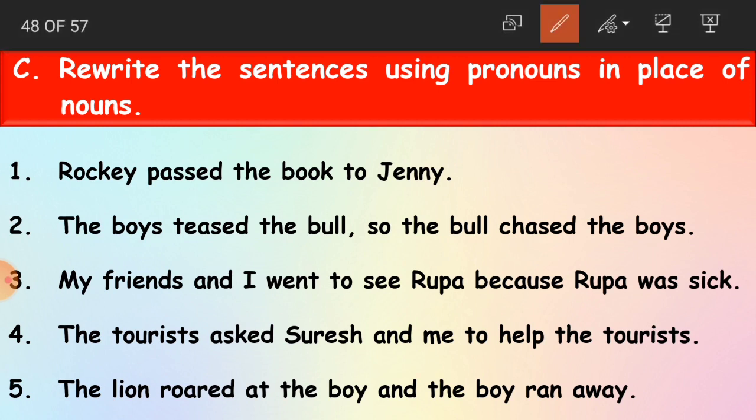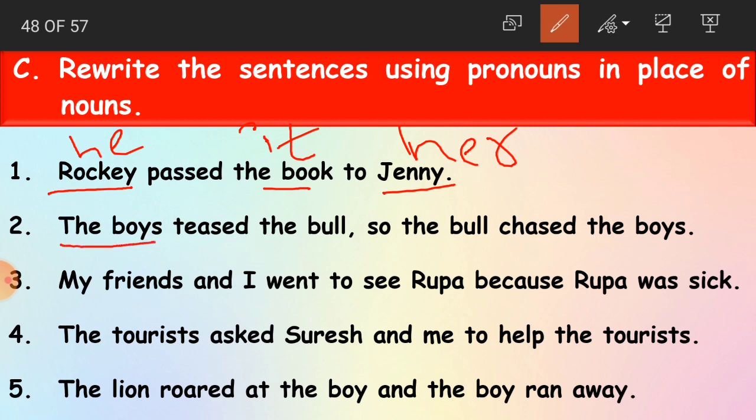So Rocky passed the book to Jenny. Now we have to identify here what are the nouns. Here nouns are Rocky, book, Jenny. Three nouns we are having. So Rocky passed. He passed the book. It is an object. It. To Jenny. Her. See, he passed the book to her. Clear? Like this.